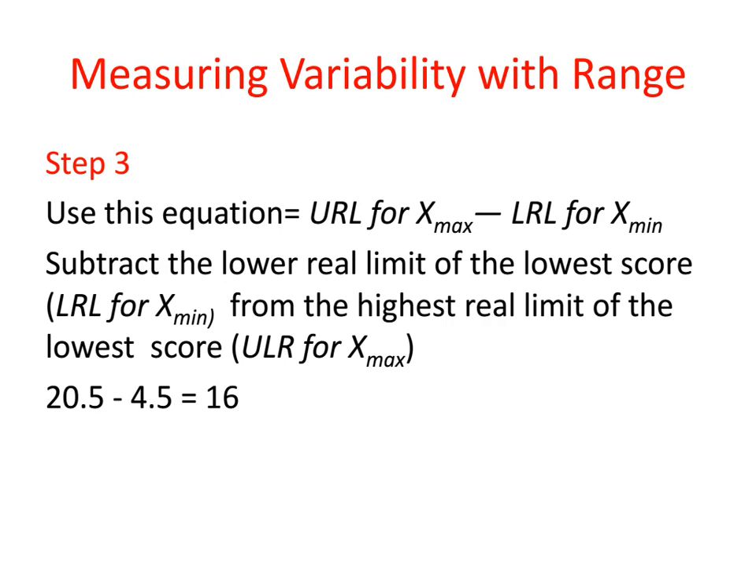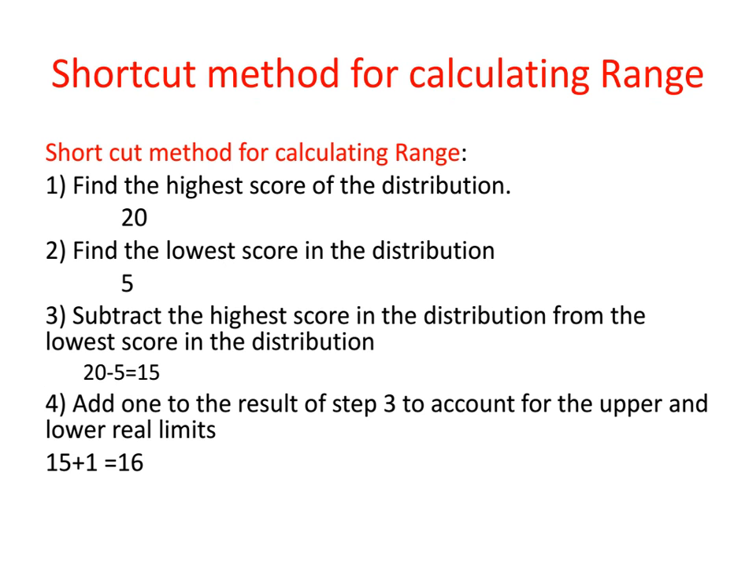Now, for step 3, what we're going to do is use the equation where we take the upper real limit for the maximum value and subtract from it the lower real limit for the minimum value. So essentially what we have here is our upper real limit, which was 20.5, and we're going to subtract from it our lower real limit, which is 4.5, and our answer is 16. Now there is also a shortcut method that I will show you next.